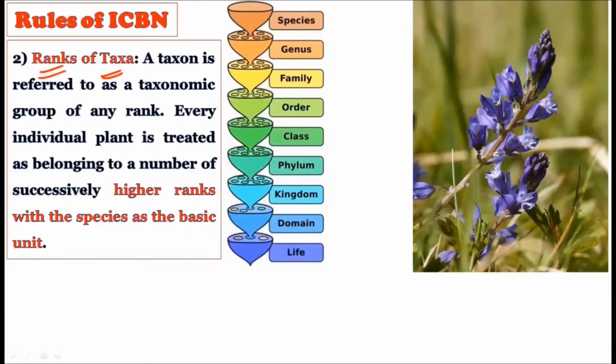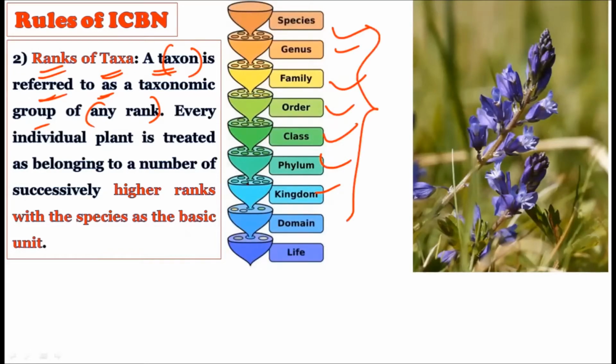The second rule of the ICBN is the ranks of the taxa. The taxon is referred to as a taxonomic group of any rank. We have already discussed what a taxon is. A taxon can be placed at the species, genus, family, order, class, phylum or kingdom level, and all these ranks can be considered as a taxon.